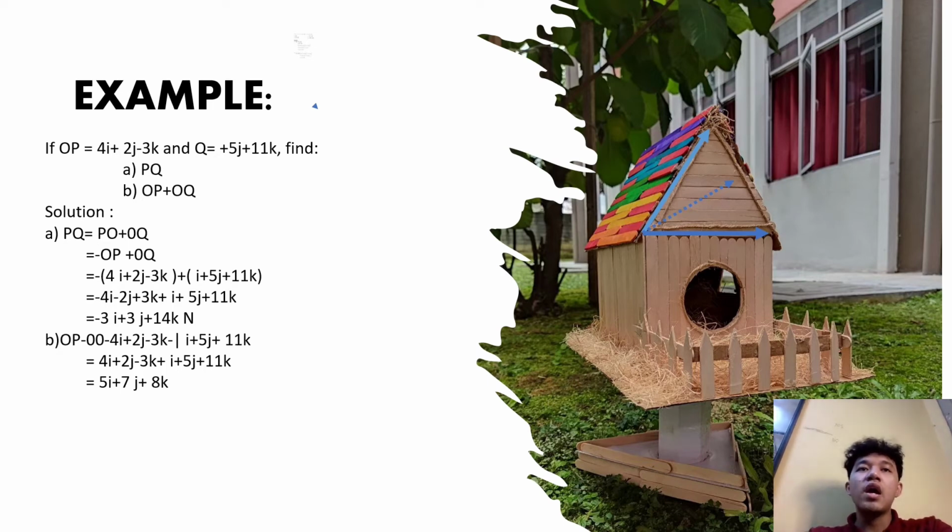Then we need to find B, OP minus OQ. Okay, OP negative OQ, 4i plus 2j minus 3k minus i plus 5j plus 11k equals 4i plus 2j minus 3k plus i plus 5j plus 11k, and the last answer equals 5i plus 7j plus 8k.